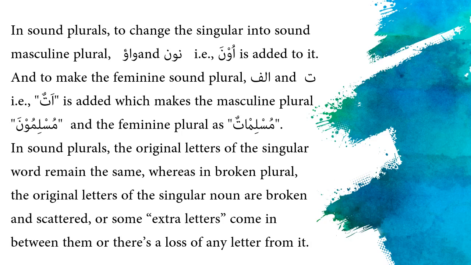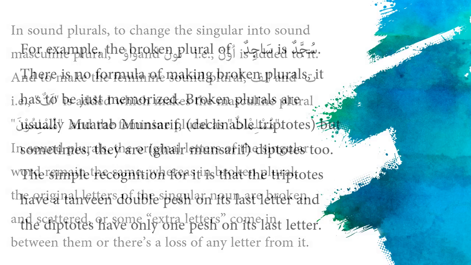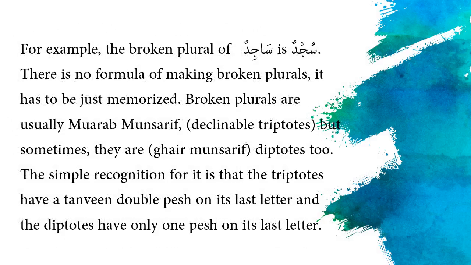In sound plurals, the original letters of the singular word remain the same, whereas in broken plural, the original letters of the single noun are broken and scattered, or some extra letters come in between them, or there is a loss of any letter from it. For example, the broken plural of sajidun is sujjadun. There is no formula of making broken plurals. It has to be just memorized.